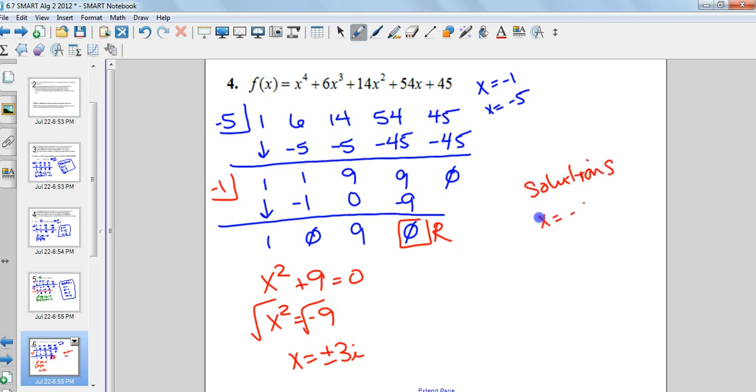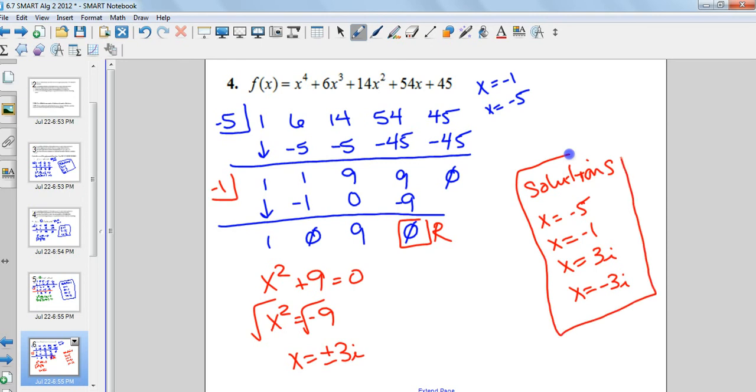So my solutions, and I have to list all of them out, are x equals -5, x equals -1, x equals 3i, and x equals -3i. And remember, this was a 4th degree polynomial, and I just gave you 4 answers, so I can feel confident that we're good to go.